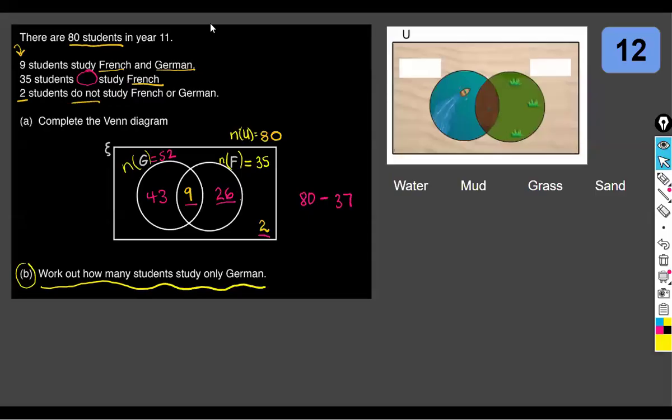Right. The answer for this question would be 43. If they say only German, they use the word only. They are not referring to the whole circle. They're just referring to this part here, the 43.